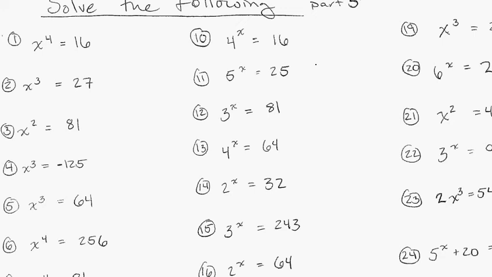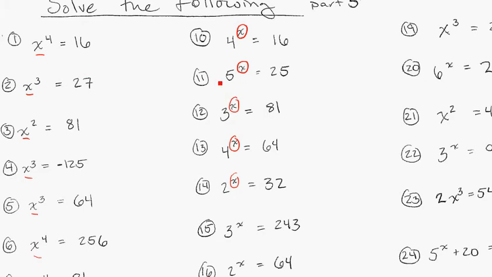Right, solve the following part 5. Now, these all look similar, but actually there's quite a difference between them. If you look down the first column, the unknown, the variable, is always in the base. That makes these polynomial equations. If you look down the second column, you'll notice that the unknown is up in the superscript here. And when that happens, these are called exponential equations, when the exponent is the unknown.